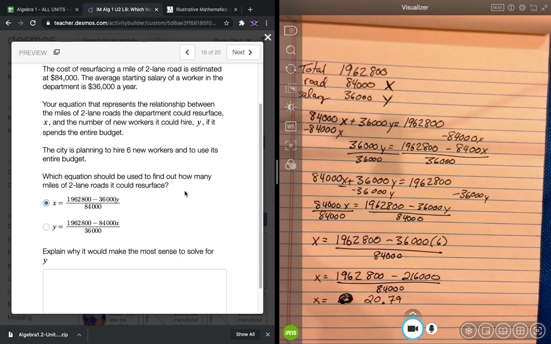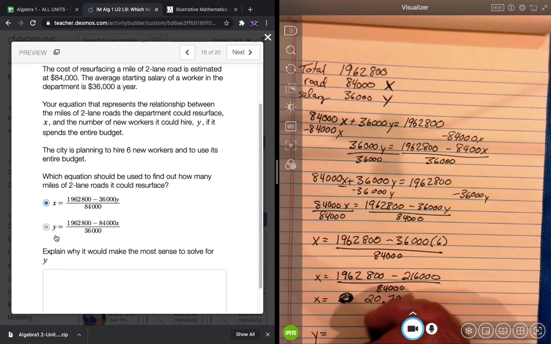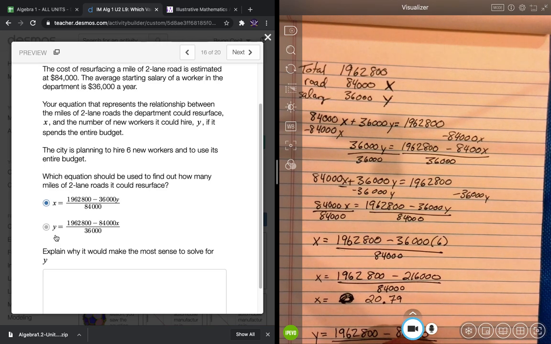And guys, if I have that, and I want to see the amount of workers that we have now, so I'm going to solve for Y. So I'm going to take Y equals that 1,962,800, and I'm going to subtract the 84,000, and I'm going to divide by 36.